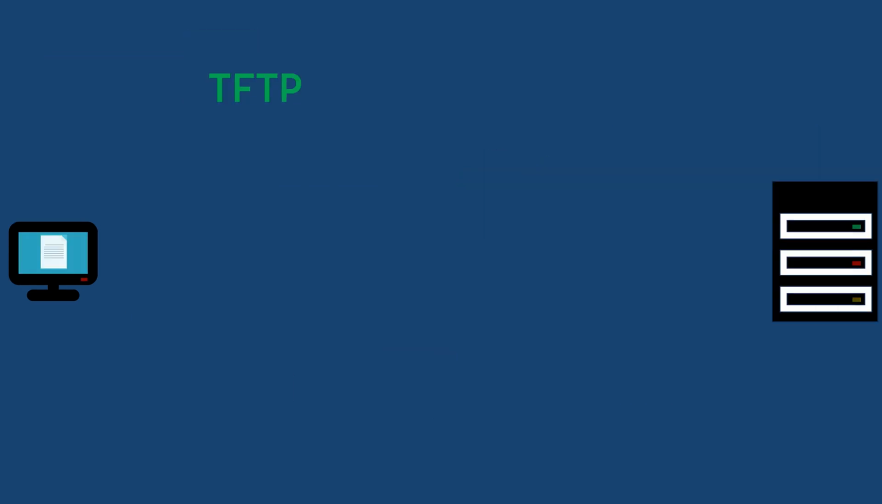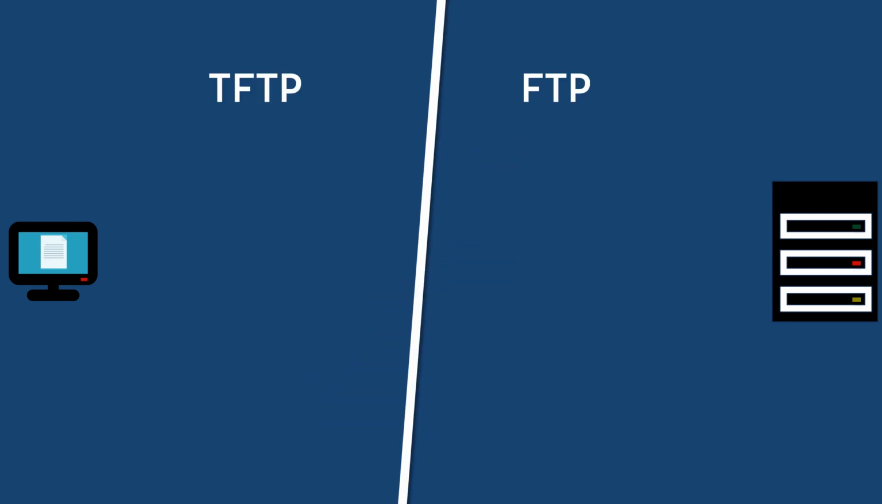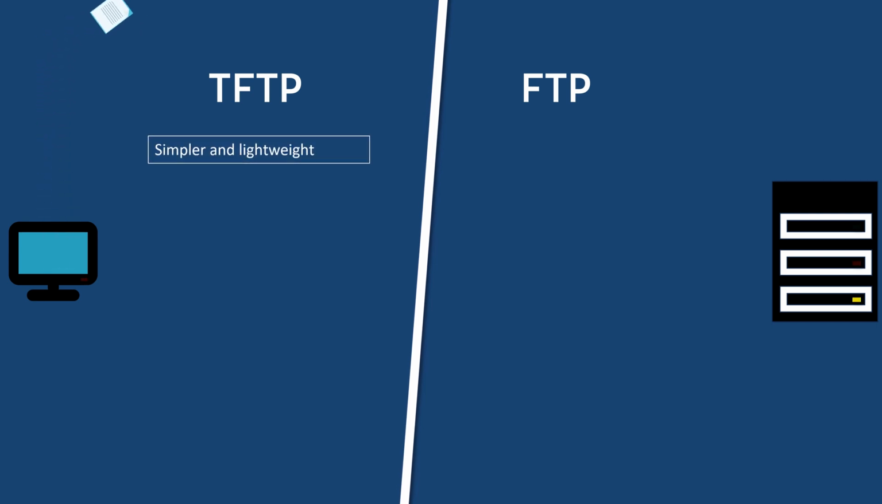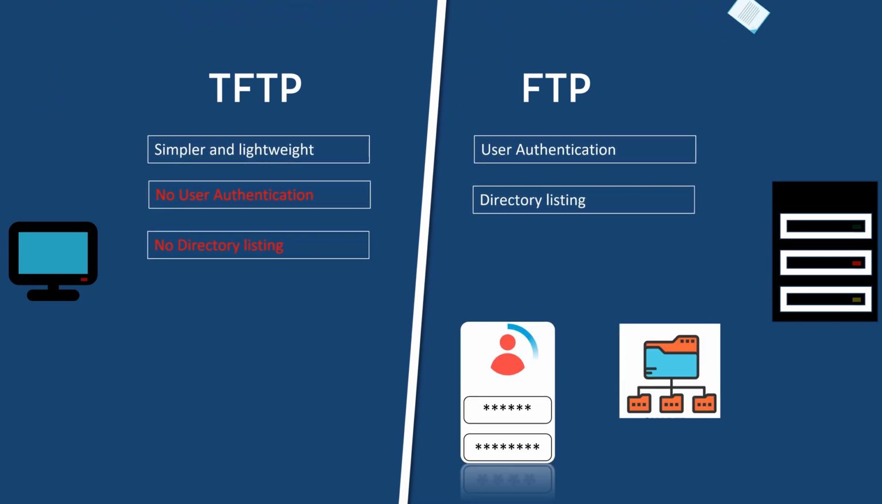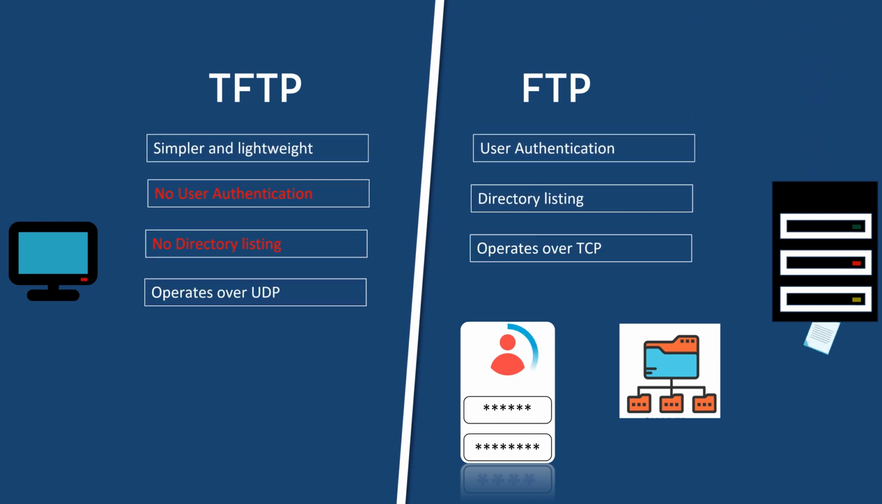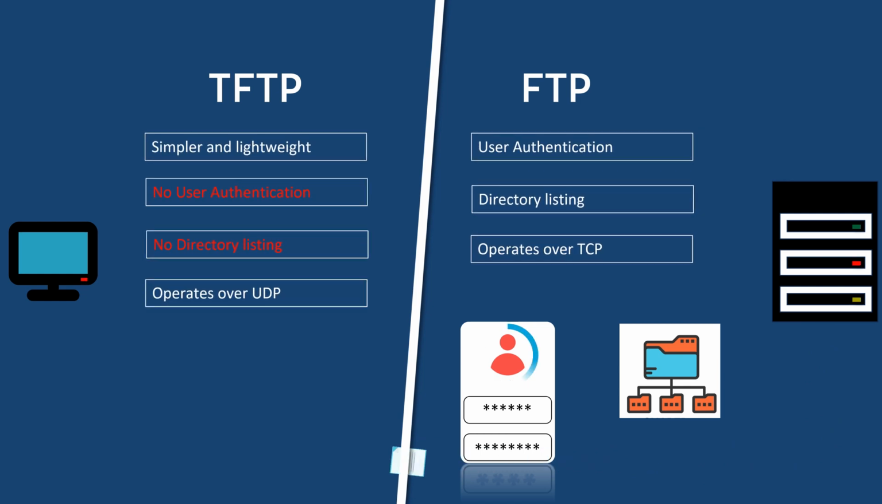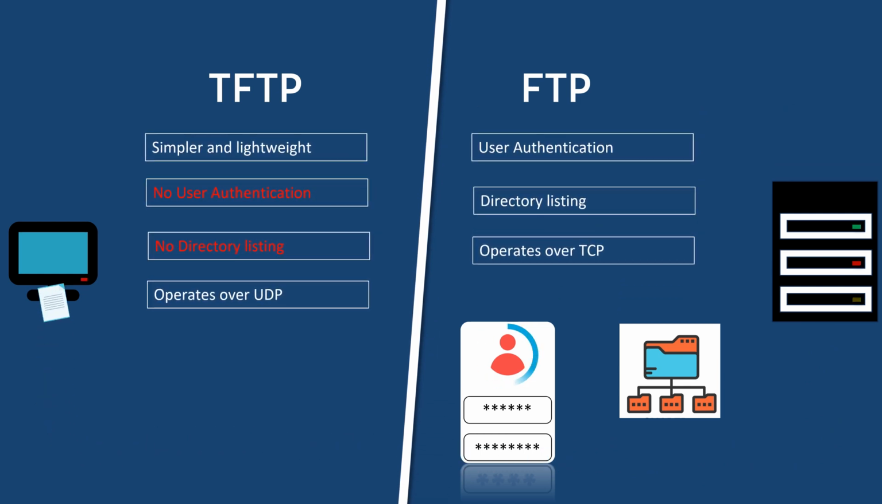TFTP differs from other file transfer protocols in several key ways. Firstly, TFTP is simpler and more lightweight compared to protocols like FTP or SFTP, as it lacks advanced features such as user authentication and directory listing. Additionally, TFTP operates over UDP rather than TCP. TFTP may not be suitable for transferring large files or in situations where reliability and security are important.